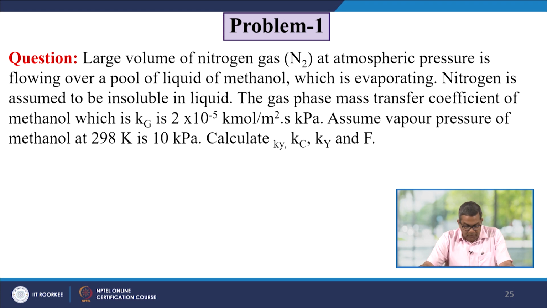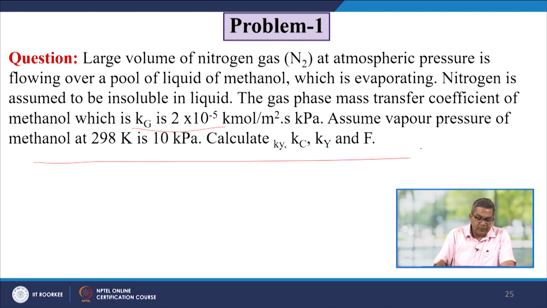Now let us take up another problem. A large volume of nitrogen gas at atmospheric pressure is flowing over a pool of liquid methanol which is evaporating, and nitrogen is assumed to be insoluble in the liquid. The gas phase mass transfer coefficient of methanol, Kg, is 2 into 10 to the power minus 5 kilomole per meter square second kilopascal, and the vapor pressure of methanol at 298 Kelvin is 10 kilopascal. You need to calculate Ky, Kc, K and F.